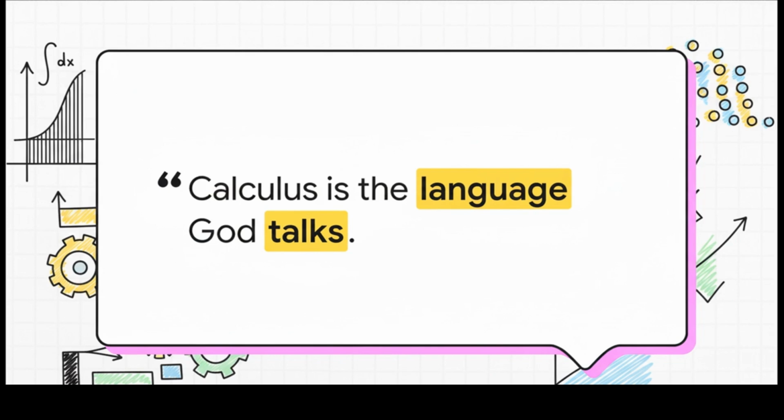The universe isn't built out of simple, static shapes. It's in constant motion. It's always curving and changing. The integral gives us the language to actually describe that dynamic reality with absolute precision.